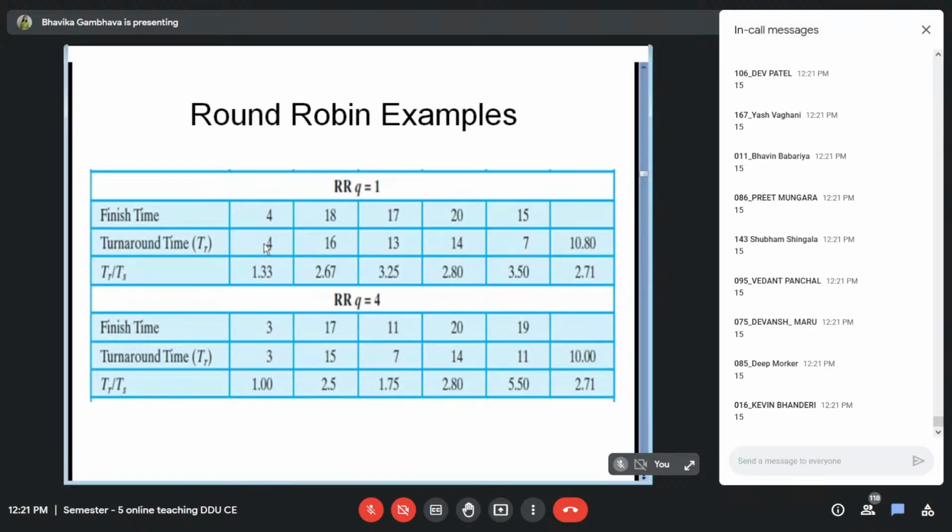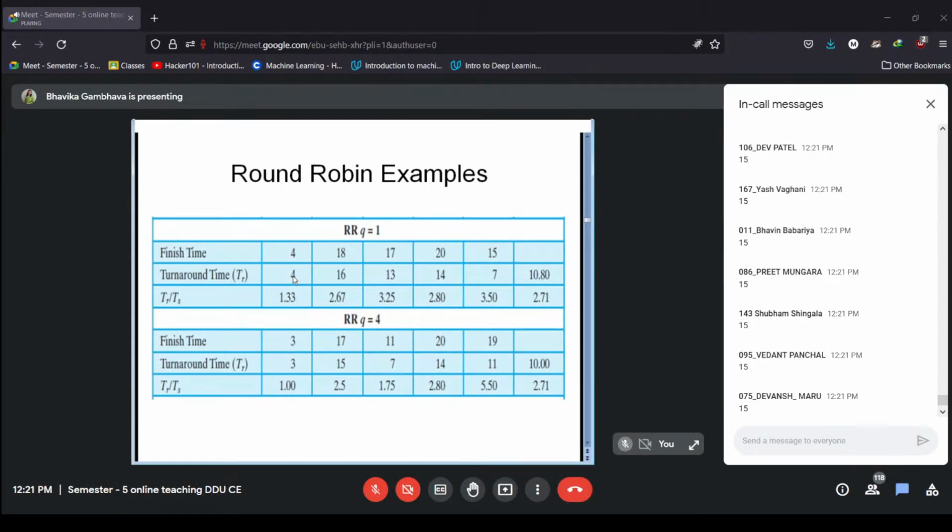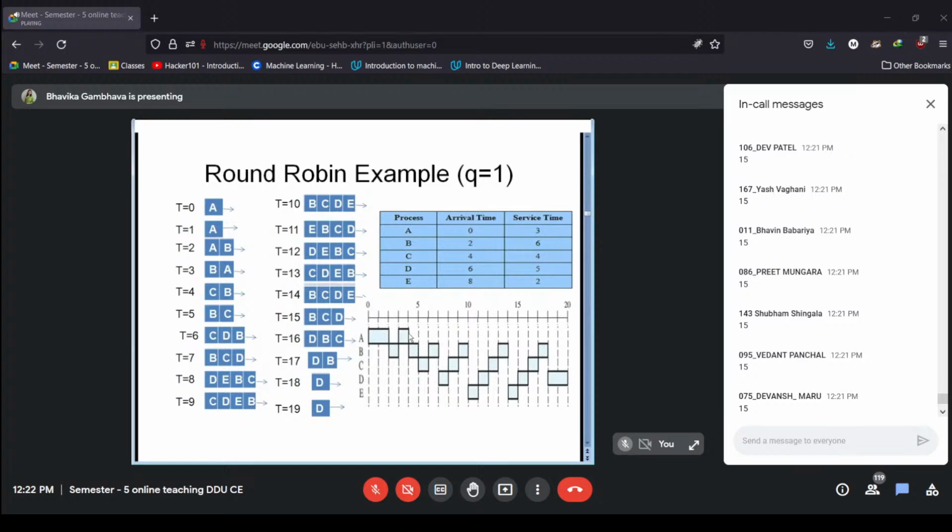Sorry, this one, for Q is 1. Are you getting these turnaround times? 4, 16, 13, 14, and 7. What is the turnaround time? Turnaround time is when the process has initiated and when it is completed, the total time it takes to complete the process. Yes, finish minus arrival. So, are we getting 4 for A? Let us see. Okay. It completes at 4 and it arrived at 0. So, 4 minus 0, it should be 4.